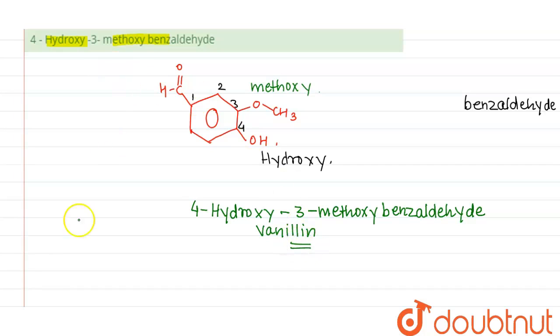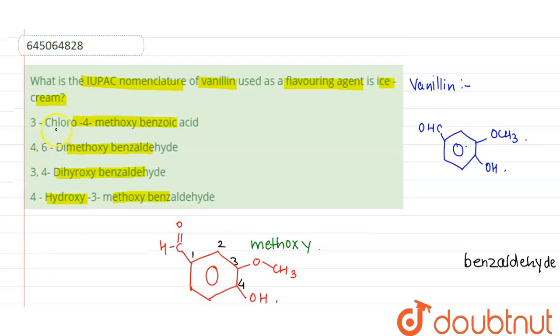Now let us see the options. So the first option is wrong. 3-chloro it is written and 4-methoxy, which is absolutely wrong. No chlorine is present here. Second option is also wrong, as it says 2,4,6-dimethoxy. No 2-methoxy groups are present here. Third option is also wrong. 3,4-dihydroxy. No 2-dihydroxy groups are present here. And at last 4-hydroxy-3-methoxybenzaldehyde is the name of our vanillin. So the last one is the correct option.